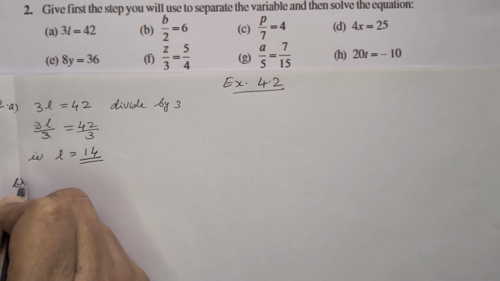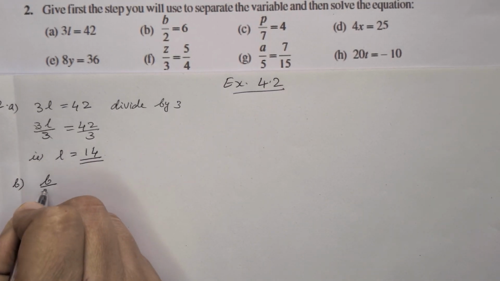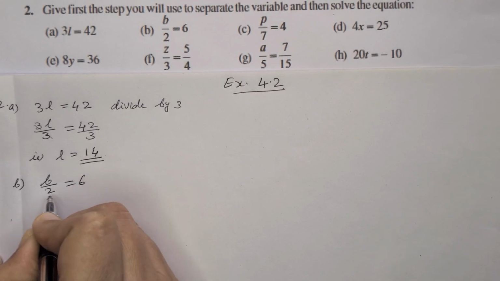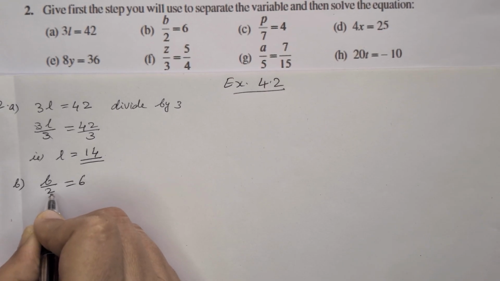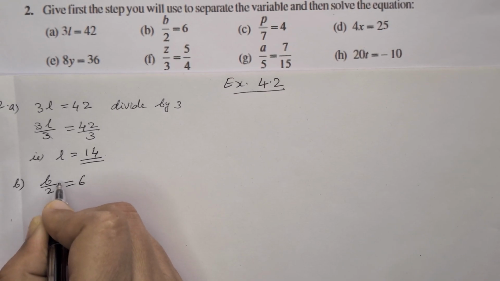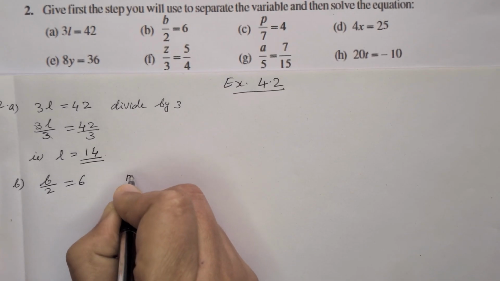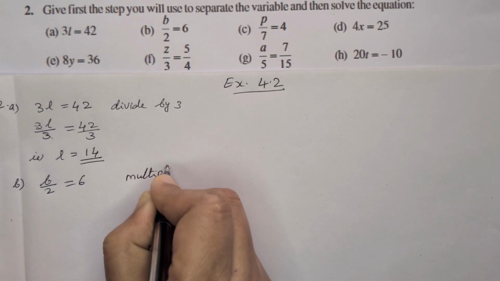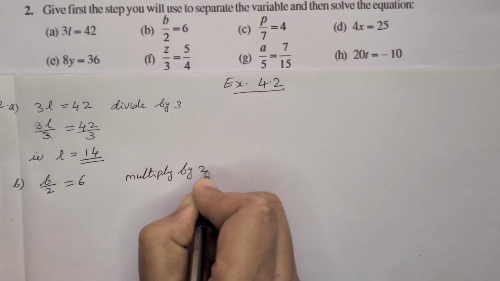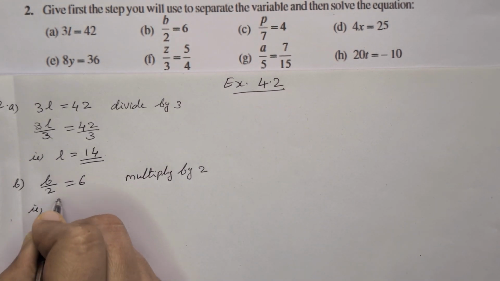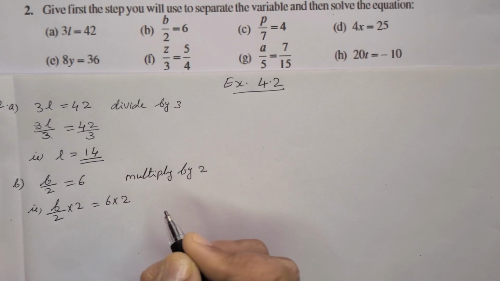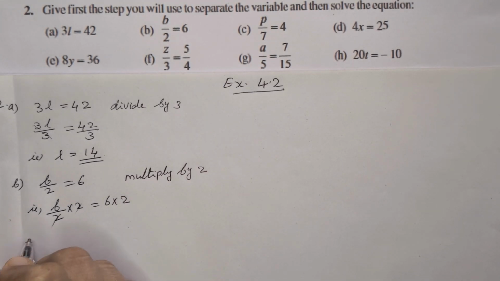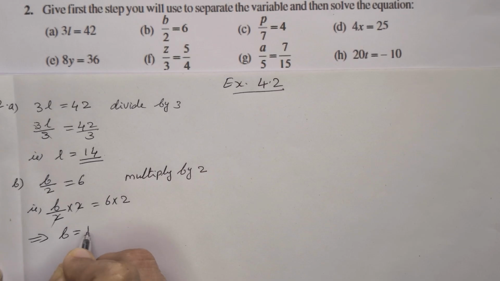B. b by 2 is equal to 6. Here 2 is there in the denominator. We have to separate the variable, get the variable alone. For that, to remove this 2 from the denominator, we have to multiply by 2. Multiply by 2. That is b by 2 into 2 is equal to 6 into 2. This 2 and 2 will cancel, which implies b is equal to 12.